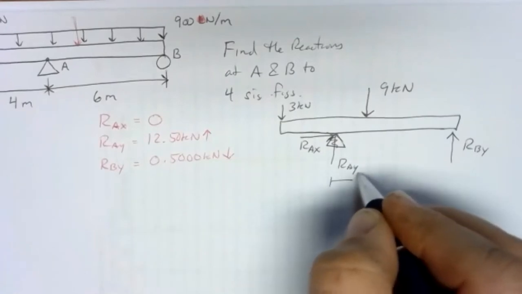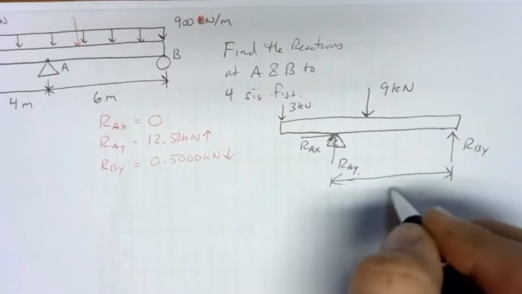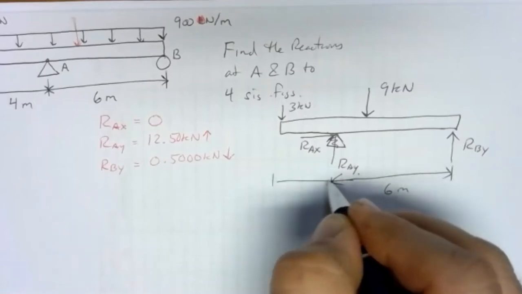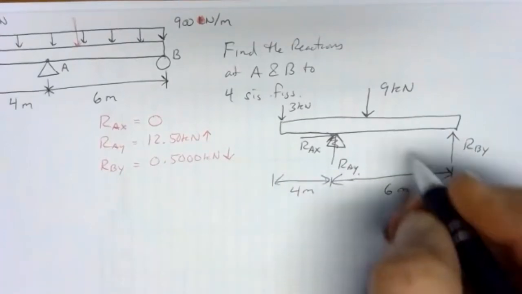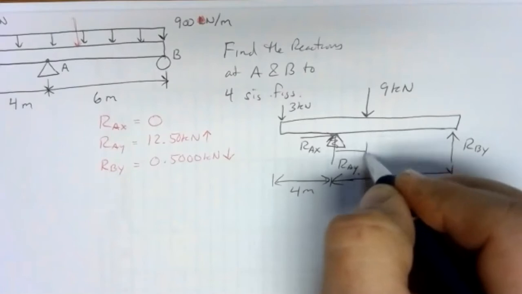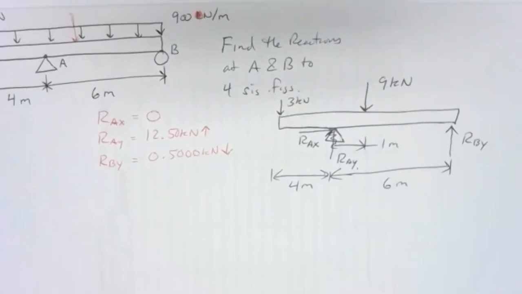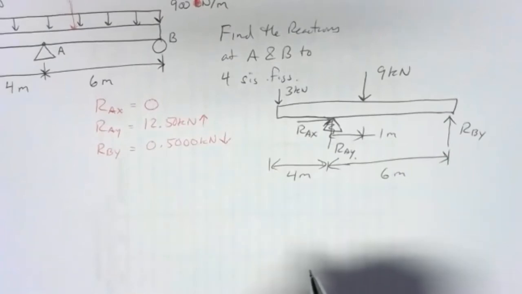And so we've got distance here of 6 meters, distance here of 4 meters, and this distance is 1 meter. So there we've got our geometry, and we can go ahead and set up our equations. So you might look at this one ahead of time, just kind of try to figure things out.